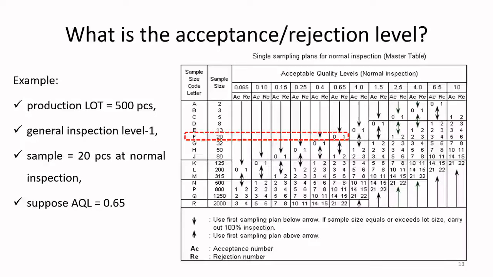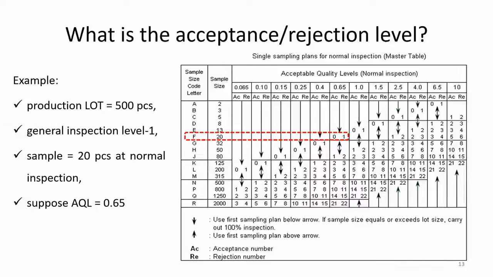Now we can see that sample size code letter F means sample size is 20. The buyer has given you 0.65. If you see 0.65 against F20, you have 0.1. Now 0.1 means if all the pieces are okay, then it is acceptable. If even one piece is defective, then your shipment will be rejected.